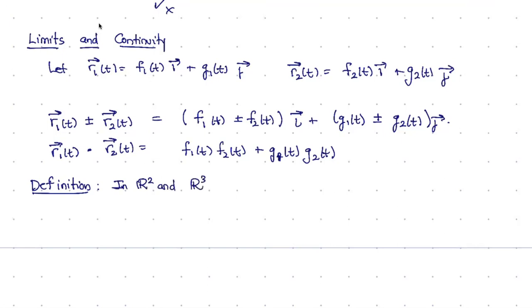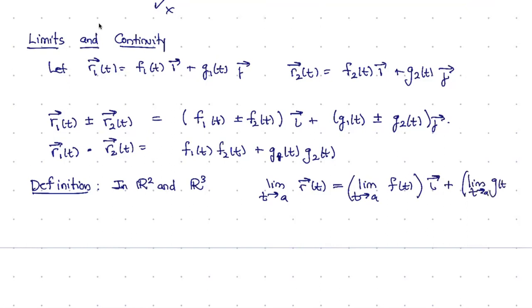the same thing is going to hold, that the limit as t approaches a of r of t is going to necessarily mean that I am going to take the limit of each of the individual functions, but the component is going to remain the same. And if you had a k component, it would be similar. You would tack on the k.